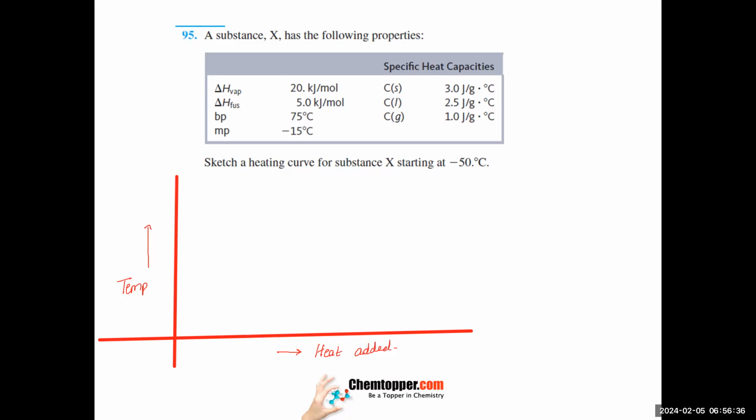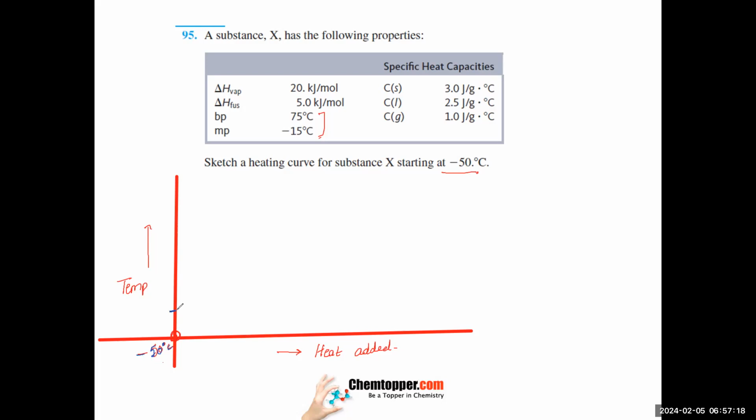Now, can you explain what is happening? From where I have to start? Minus 50. Start from minus 50 degrees Celsius. They said this, starting at minus 50. Now, what's the boiling point, melting point? It is written here. So, let's mark these points. These are the important temperatures. So I'm marking them. Minus 50 here.